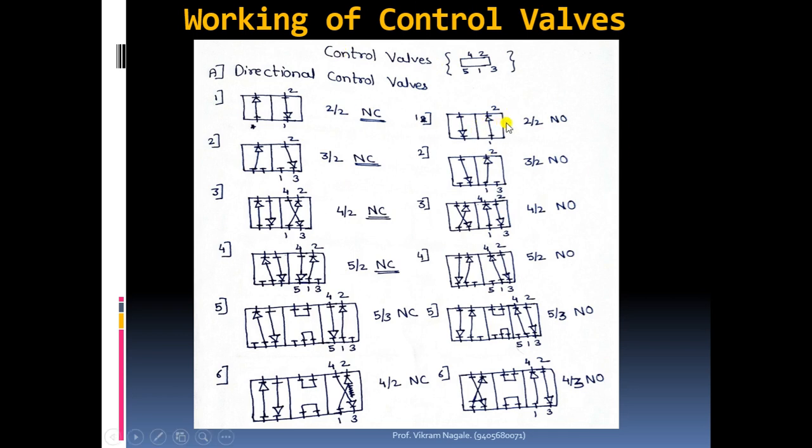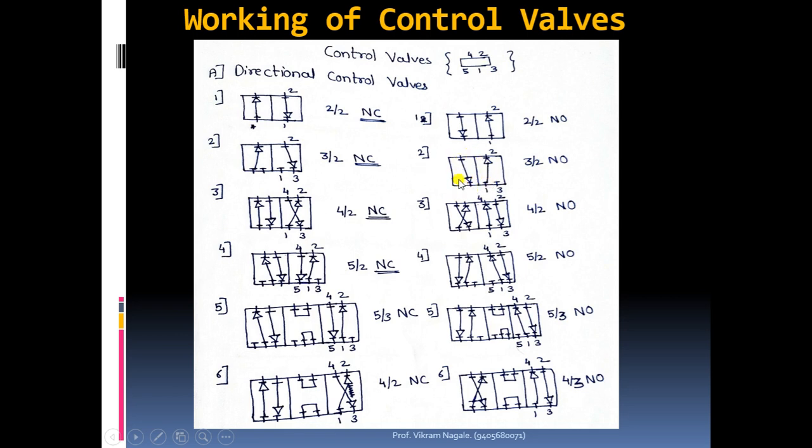Now here this is 2 by 2 NO, so 2 ports and 2 positions, normally open, means राईट साईडचा ब्लॉक जर ॲक्टिव्ह कंडिशनमध्ये असेल तर ऑब्वियसली it is sending the air from input side to the output side, that is the valve is open, just like a tap is open. Okay, same thing, 3 by 2 NO. 3 by 2 normally open, right side block is sending the air from input side to the output side, so it is normally open.